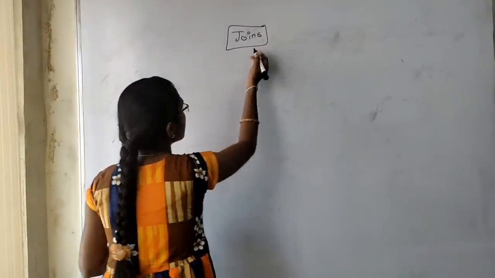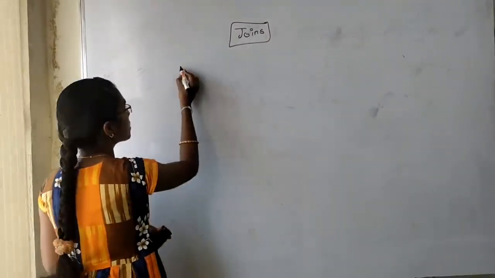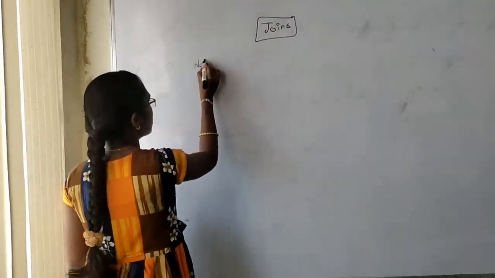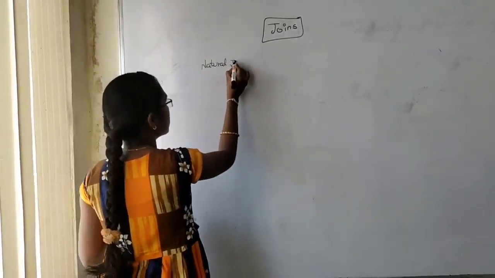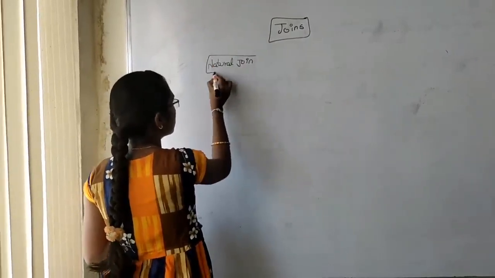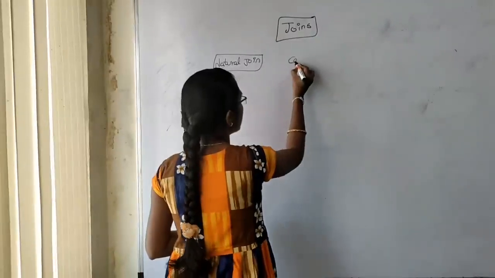So joins can be divided into another 5 types. So what are they? Means natural join, and second one is Cartesian join.